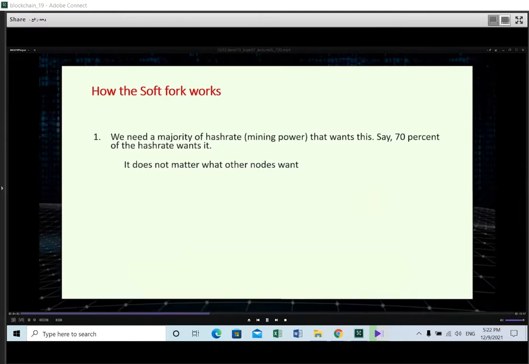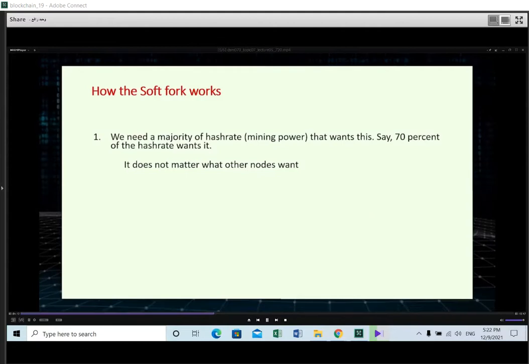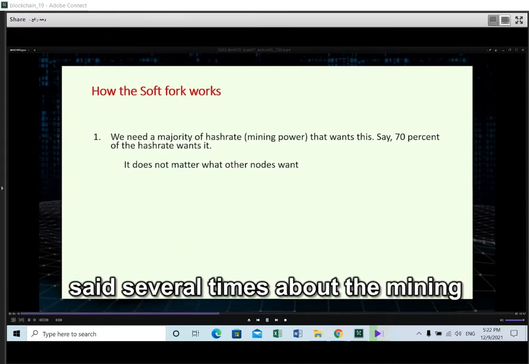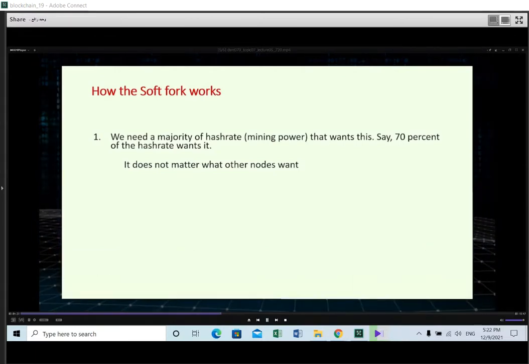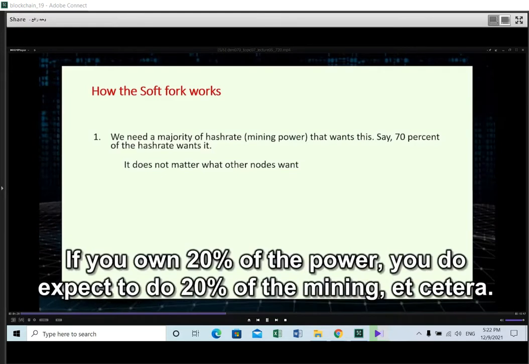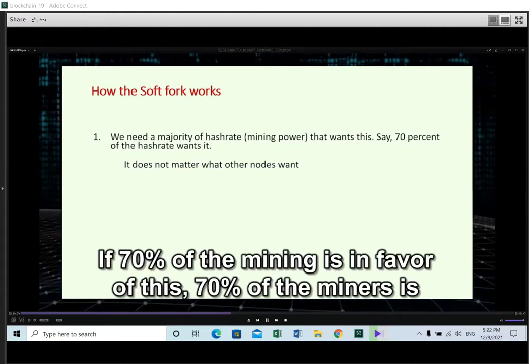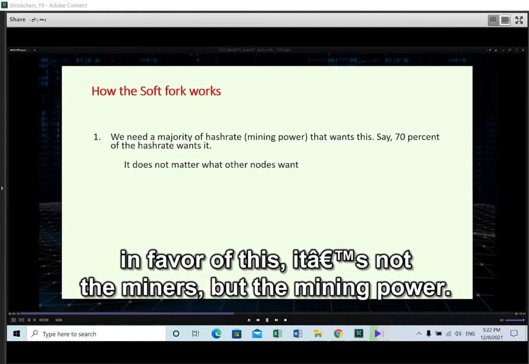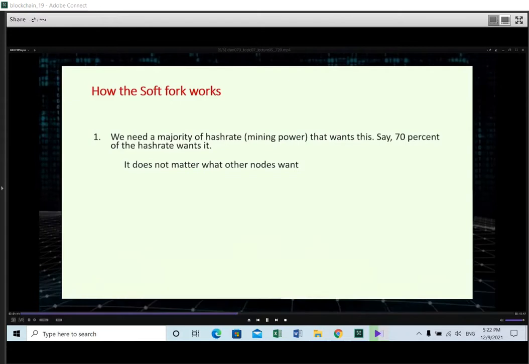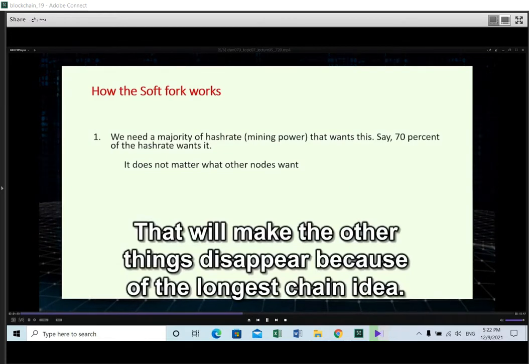And the reason that it will work with any amount of the power being more than 50% goes back to what we've said several times about the mining getting done percentage-wise. If you own 20% of the power, you'd expect to do 20% of the mining, etc. So if 70% of the mining is in favor of this, 70% of the miners are in favor of this. Not the miners, but the mining power. 70% of the mining power is behind this, then 70% of what gets mined will be behind this. And that will make the other things disappear because of the longest chain idea.